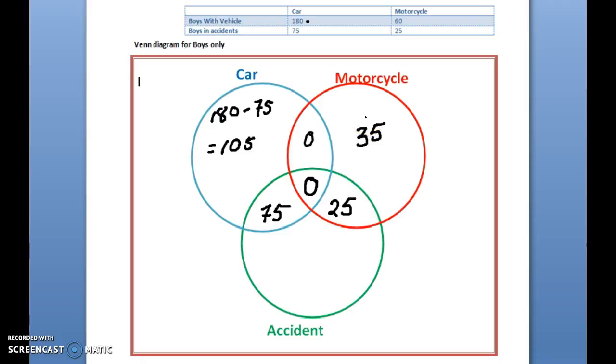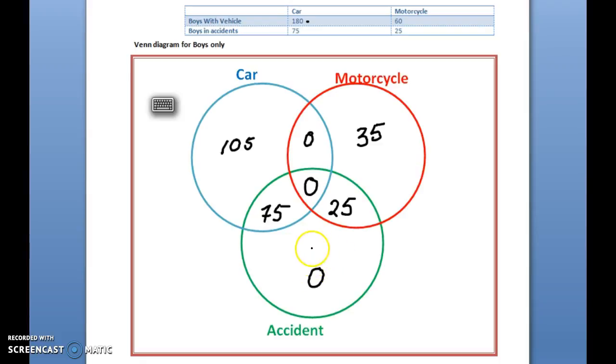Therefore, when you clean this up, that's the last section, this green section. The green section that doesn't intersect with red and blue represents students who got into an accident, who don't have a car and who don't have a motorcycle. They may have something else, and we don't have the information. Based on the data that we receive, in this case, we're just going to have 0. I'm just going to clean up some of these so they look nice.